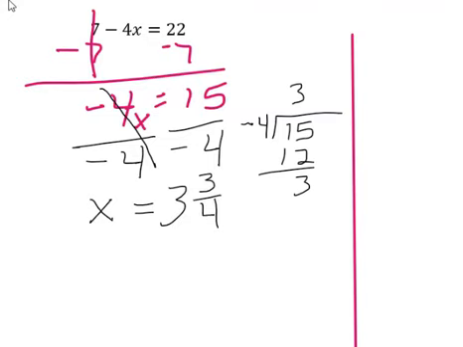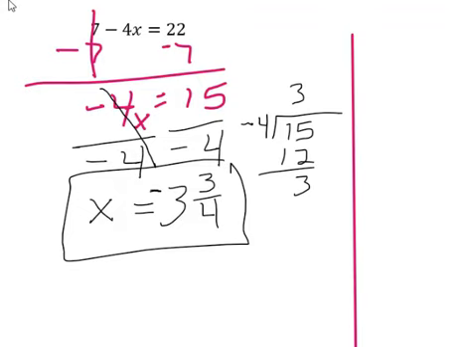Now, I'm not going to write negative 4 here because this whole value is negative. So therefore, I'm just going to put the negative out in front. And my final answer is x equals negative 3 3/4. Or x equals negative 15 over 4. Okay? Or 15 over negative 4. All right. Let's try one more.